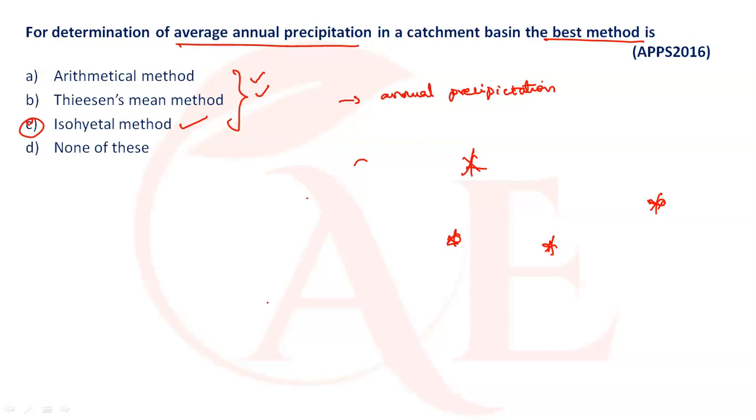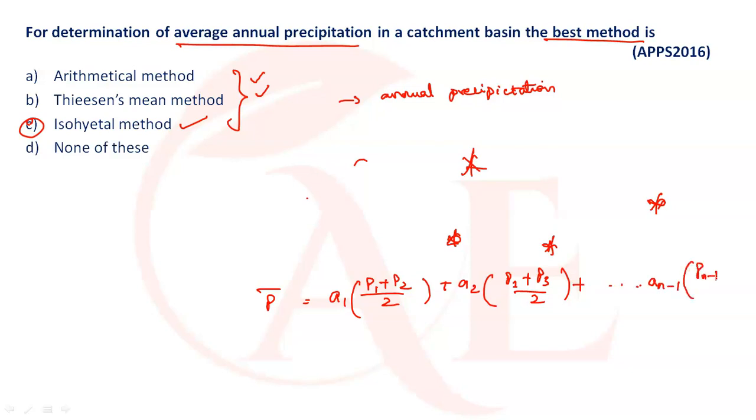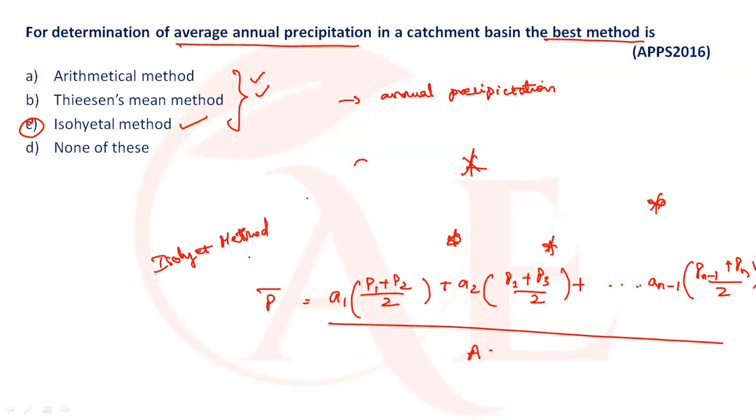The formula to find the precipitation P is equal to A1 into (P1 plus P2) divided by 2, plus A2 into (P2 plus P3) divided by 2, plus up to An minus 1 into (Pn minus 1 plus Pn) divided by 2, the whole divided by A. Okay, this is the formula for the isohyetal method. So we can use this method for determination of the average annual rainfall.